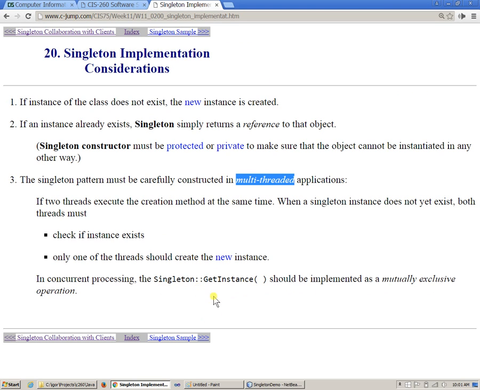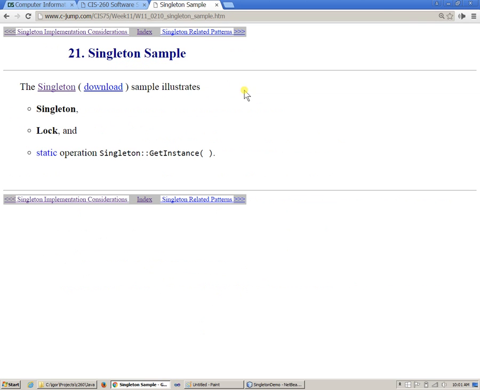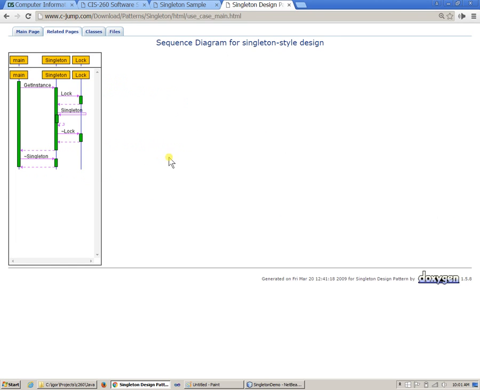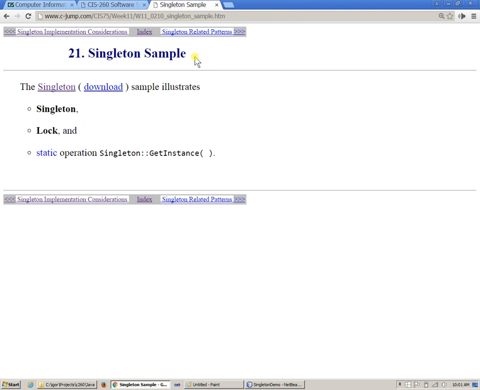All right, so these are basically the considerations that we used in our sample. Over here, there's a singleton sample which is written in C++, but we've written our own sample in Java. So if we have time at some point, we may want to revisit this and take a look. But it's quite simple. Same idea: get instance, lock, unlock, and so forth. Right. So I'm not going to spend much time on this.